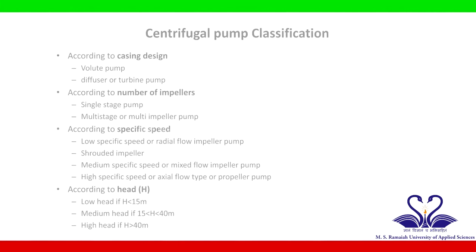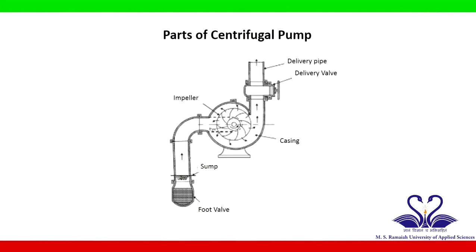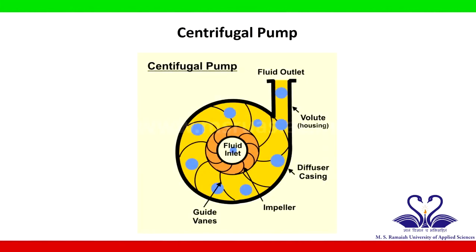Centrifugal pump may be classified according to casing design, number of impellers, specific speed, head, etc. The parts of the centrifugal pump are suction line with suction valve, impeller, casing, delivery line with delivery valve. In a centrifugal pump, the fluid enters axially because of the centrifugal action of the impeller. It imparts centrifugal force on the fluid flowing through the casing. The fluid develops pressure due to the increasing area near the casing.